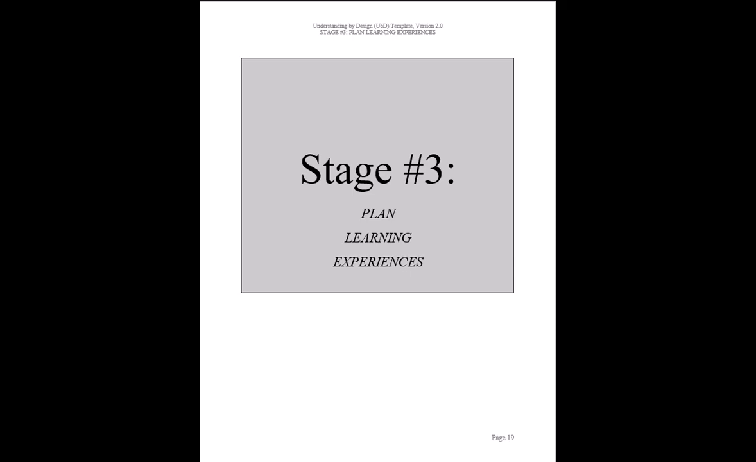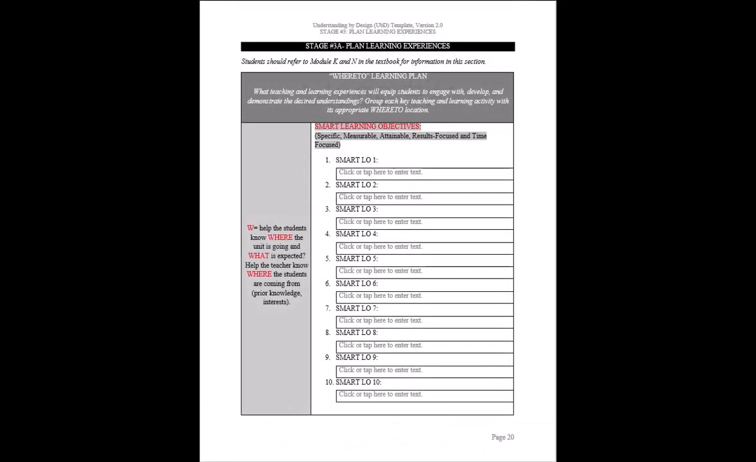Okay, so let's get into the template. Stage 3 of the template is separated into 2 different columns. The left column is where you will find which letter of the Where To plan you are dealing with. The right column will show the subsections of each part of the Where To plan. So, for example, in this first section, we are dealing with the W part of the Where To plan. Remember, this is the where, what, and where.